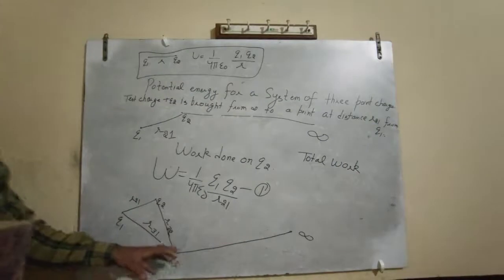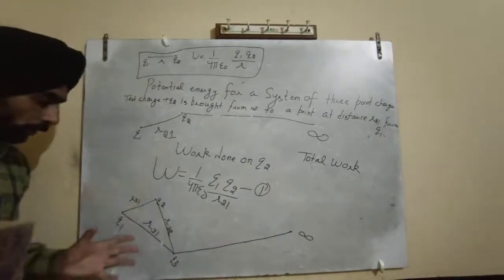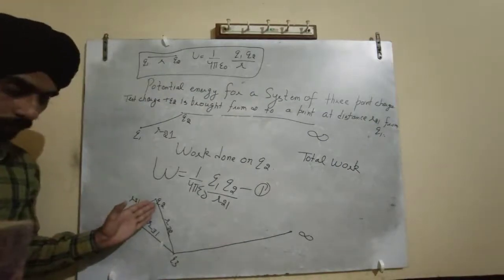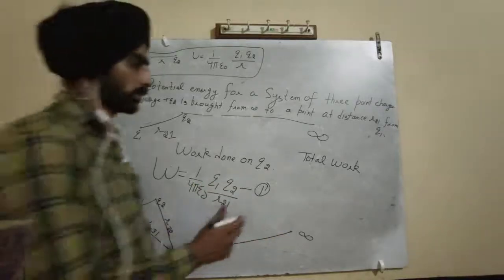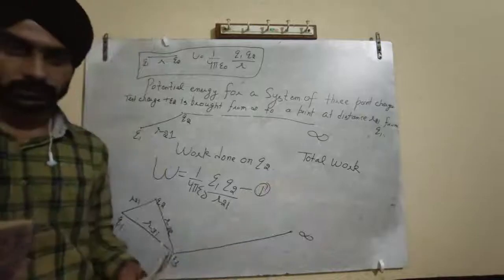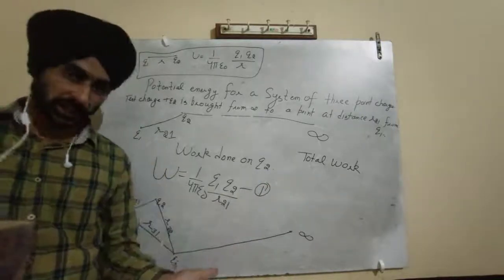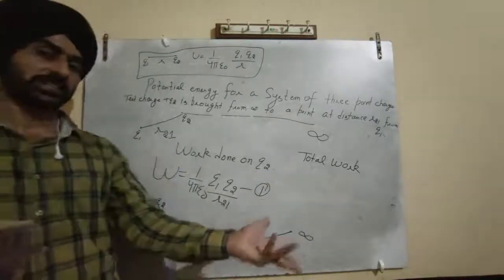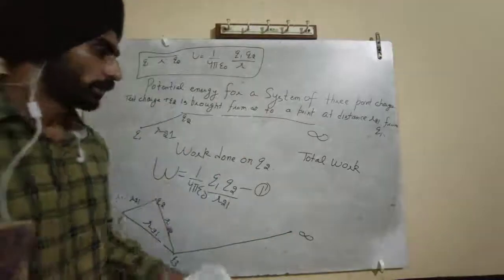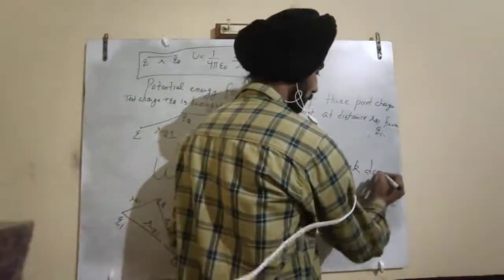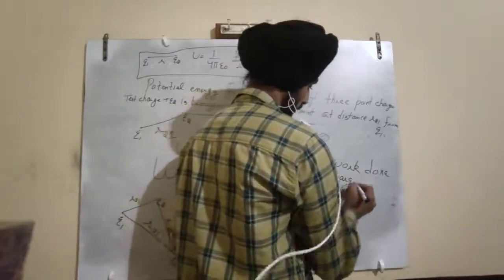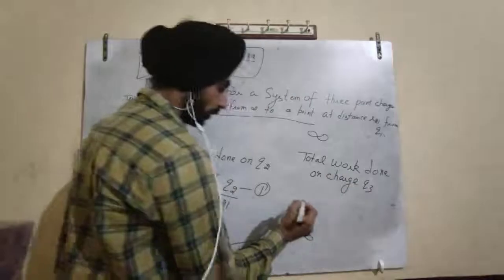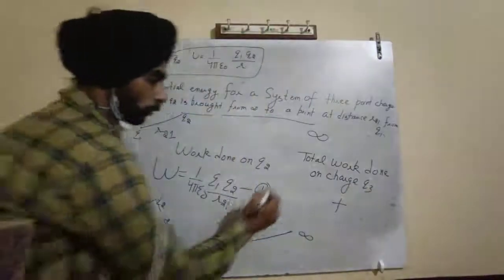Some work will be done in order to face the repulsion of Q2, and some work will be done in order to face the repulsion of Q1. So total work, दोनों रिपेल कर रहे हैं. कुछ वर्क तो Q1 की रिपल्शन के अगेंस्ट किया जाएगा, कुछ वर्क Q2 की रिपल्शन के अगेंस्ट किया जाएगा. दोनों वर्क एड अप हो जाएंगे. टोटल वर्क डन ऑन चार्ज Q3 will be plus of two work done.